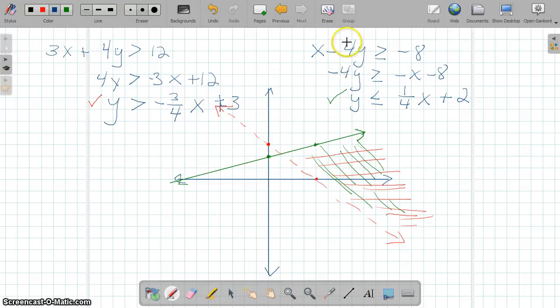My green graph, you have to be a little careful when you divide by a negative, your sign has to change. So I graphed this second inequality, which is y is less than or equal to 1/4 x plus 2. So that would be this green line, and I would shade underneath. So where they overlap, they're shading underneath for less than and greater than the red line, and only this section is the solution to your system. And that's all there is to it.